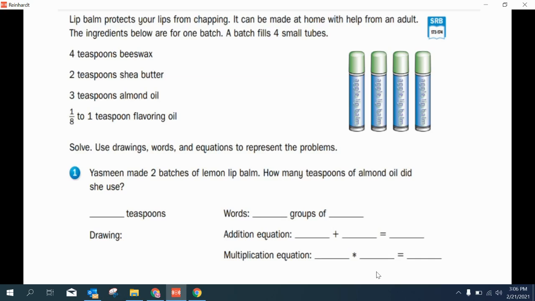First, let's read the information. Lip balm protects your lips from chapping. It can be made at home with the help of an adult. The ingredients below are for one batch. A batch fills four tubes. So we can see our four tubes here. Each batch, this is for each batch, 4 teaspoons of beeswax, 2 of shea butter, 3 of almond oil, and 1/8 to 1 teaspoon of flavoring, depending on what your flavor is.